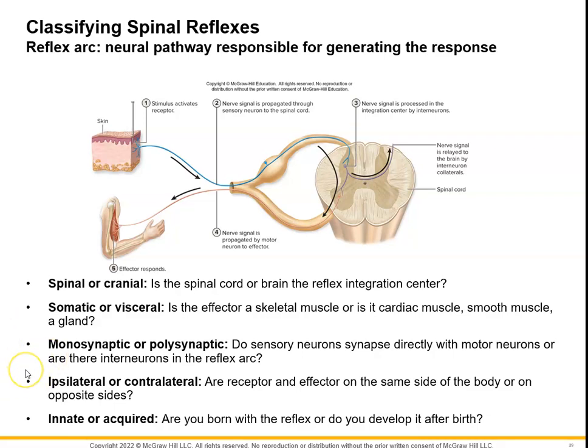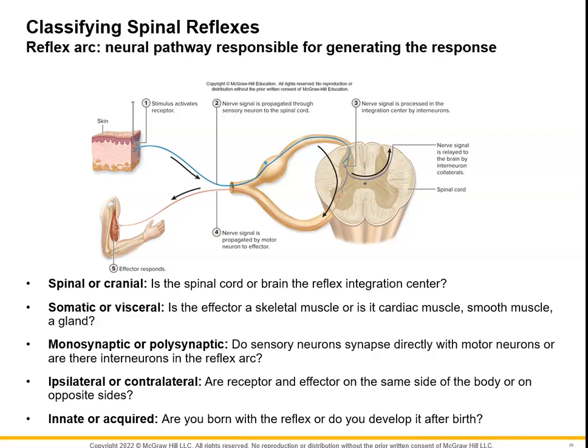And finally, we'll wrap up this chapter by looking at spinal reflexes. So a reflex arc is the nerve pathway responsible for generating a response to a stimulus. So what is a reflex? Well, it is a reaction to a stimulus. It is involuntary. It is predictable. We know what's going to happen. It's automatic and uncontrollable.